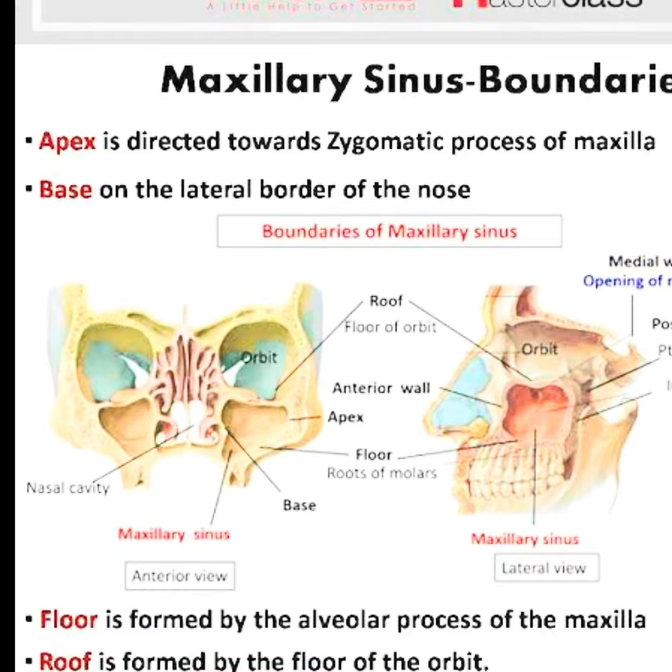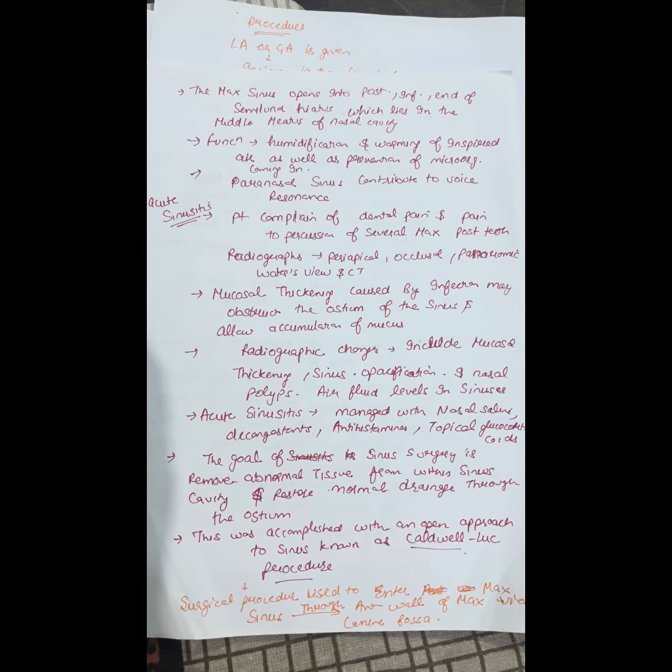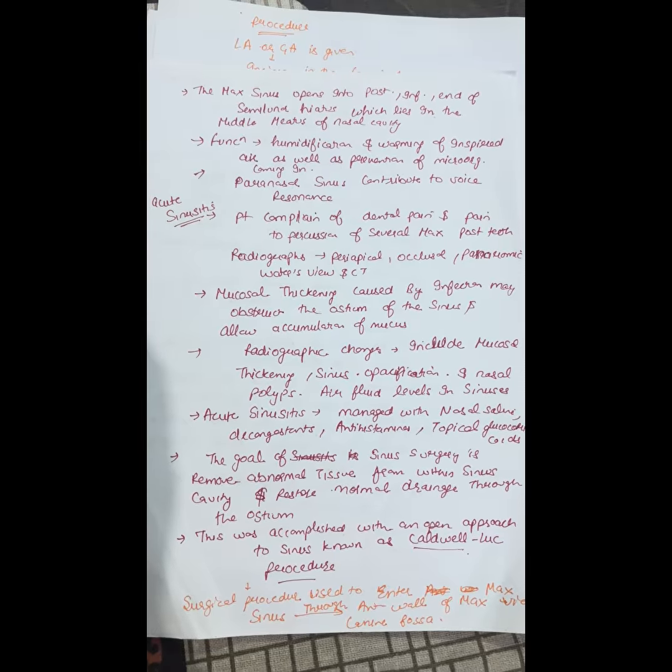The maxillary sinus opens posteriorly and inferiorly at the end of the semilunar hiatus, which lies in the middle meatus of the nasal cavity. Its functions are humidification and warming of inspired air, as well as prevention of microorganisms from entering.